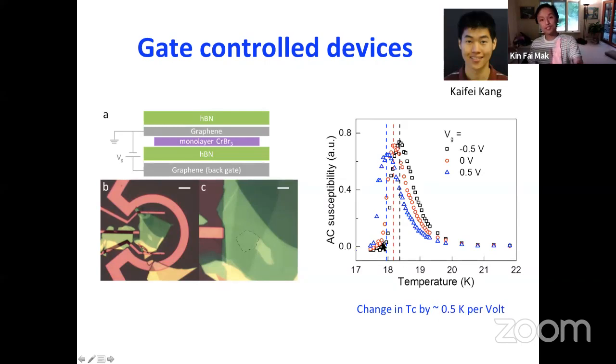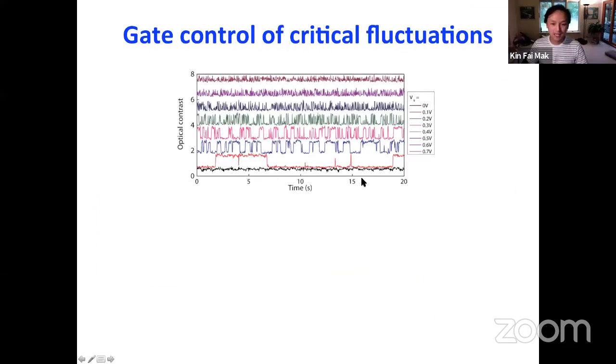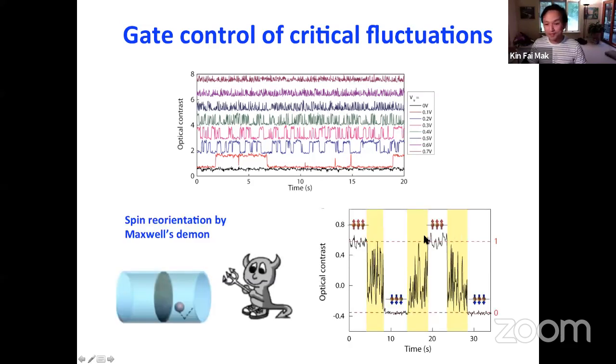Now, since the critical fluctuations depend so much on how close you are to the critical point, if you park at a particular temperature, for instance 18 Kelvin, which is below the TC of the black curve here, and just apply a gate voltage, you can turn the critical fluctuation on and off in the system. Here I show the magnetization as a function of time with varying applied gate voltage. Without any gate voltage, the magnetization is stable. But once you turn on even a 0.1 volt voltage, you turn on the magnetization fluctuation in the system.